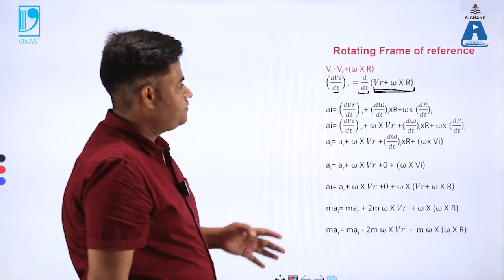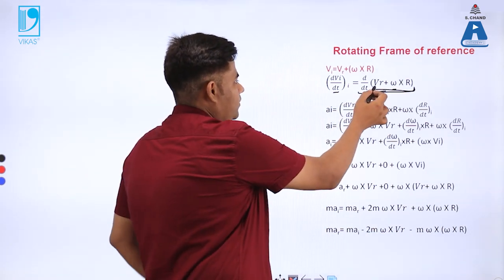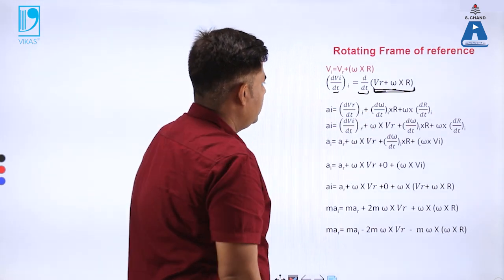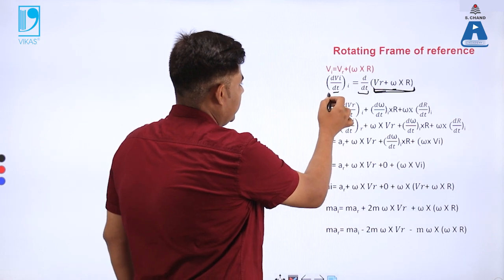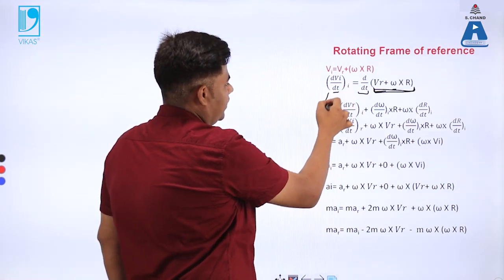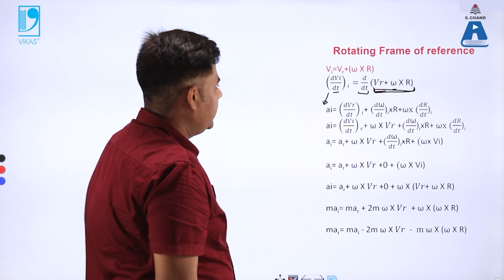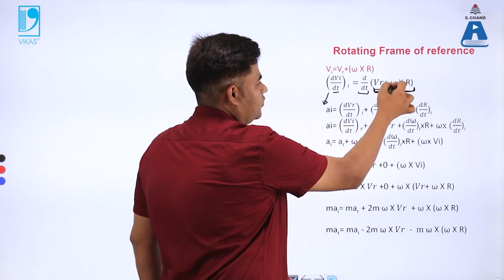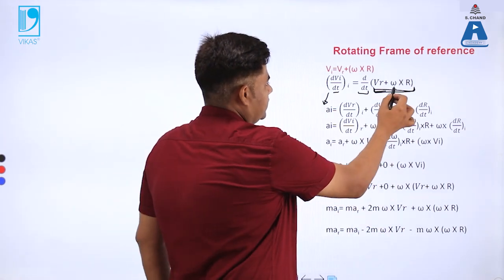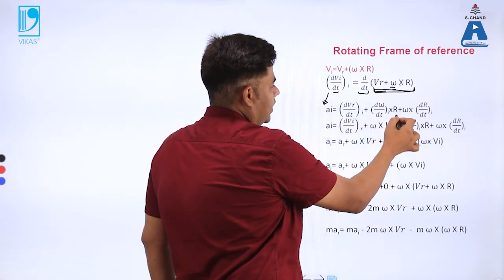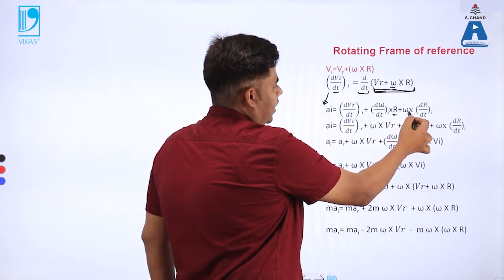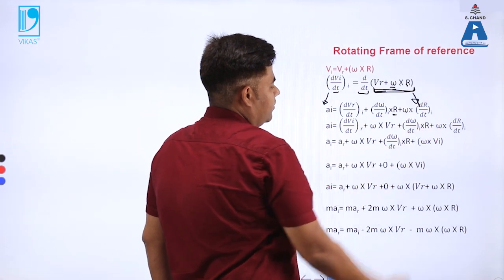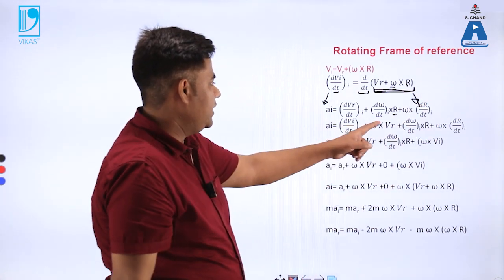I need to apply the product rule for it. The first function would be constant for me, so I can substitute dvi by dt as acceleration, and the derivative of this is dvr by dt. For this I need to apply the product rule. The derivative of omega cross r would be the same, plus omega remains the same, and the derivative of r would be dr by dt for the inertial frame of reference.